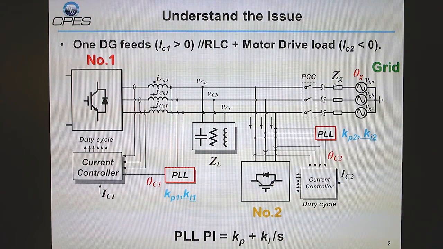Each converter needs a phase-lock loop, or PLL, to synchronize with the grid. Each PLL gathers the same voltage information at the PCC point. Thus, the PLL loops are coupled together. Under weak grid conditions, different PLL designs will lead the system to unstable conditions.